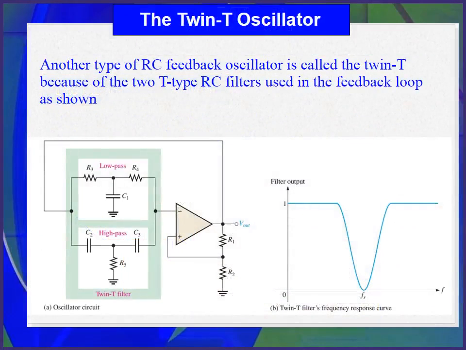The combined parallel filters produce a band stop response with a center frequency equal to the desired frequency of oscillation. Oscillations cannot occur at frequencies above or below FR because of the negative feedback through the filters. At resonant frequency, however, there is negligible negative feedback. Thus, the positive feedback through the voltage divider, that is R1 and R2, allows the circuit to oscillate.